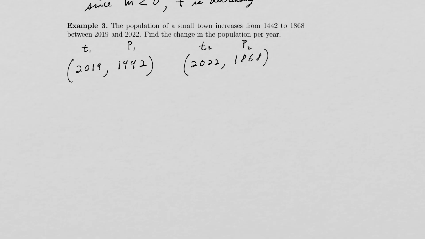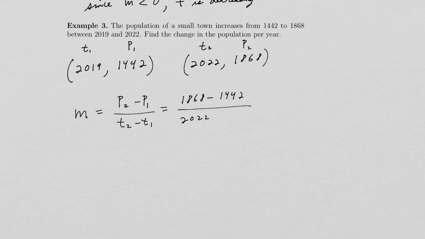So the rate of change in the population is really just the slope. And how do I calculate the slope? Well, it's going to be the change in output, so the change in population, P2 minus P1, over the change in time, T2 minus T1. So this will be 1868 minus 1442 over 2022 minus 2019. This is equal to 426 over 3. And then you can simplify that to 142. You can think of it as 142 over 1 if you want.